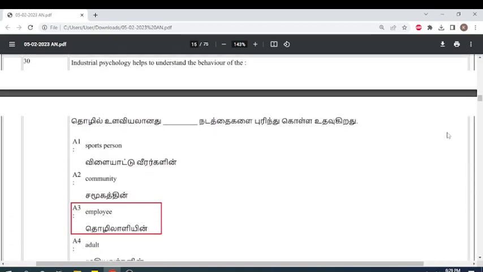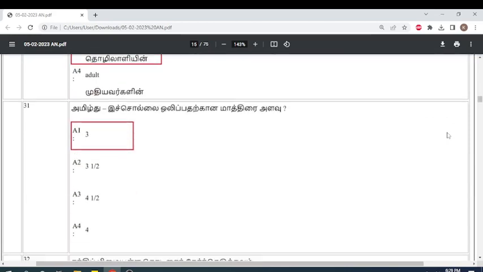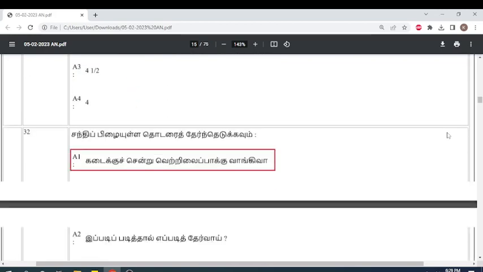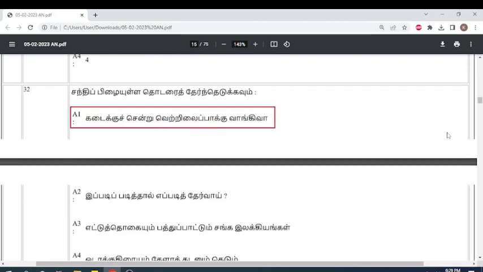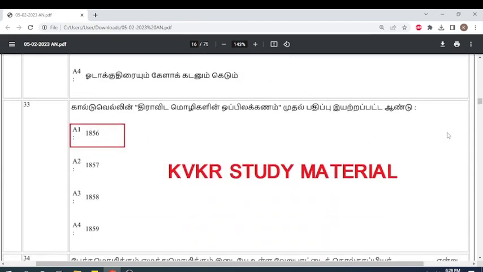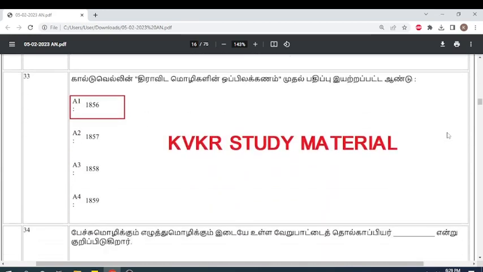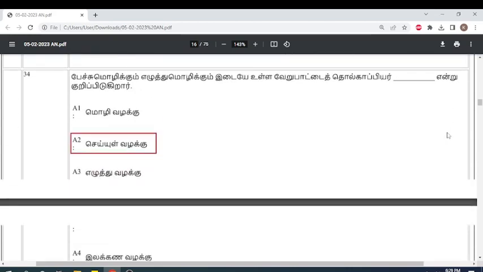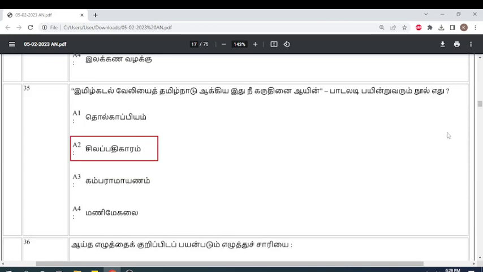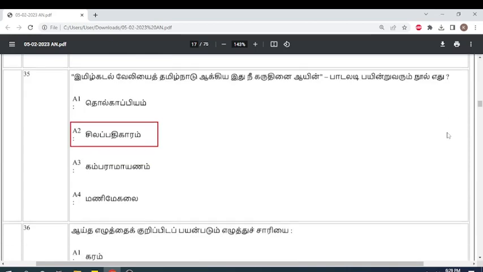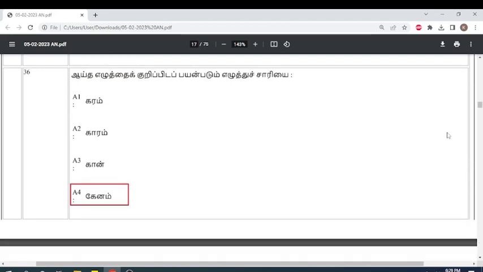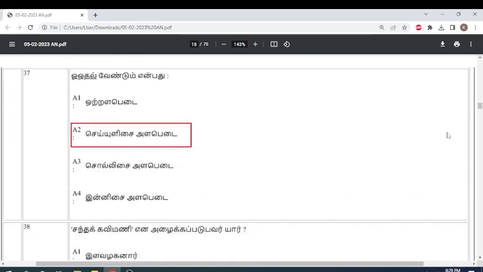30 question kana answer A3. 31 question kana answer A1. 32 question kana answer A1. 33 question kana answer A1. 34 question kana answer A2. 35 question kana answer A2. 36 question kana answer A4. 37 question kana answer A2.